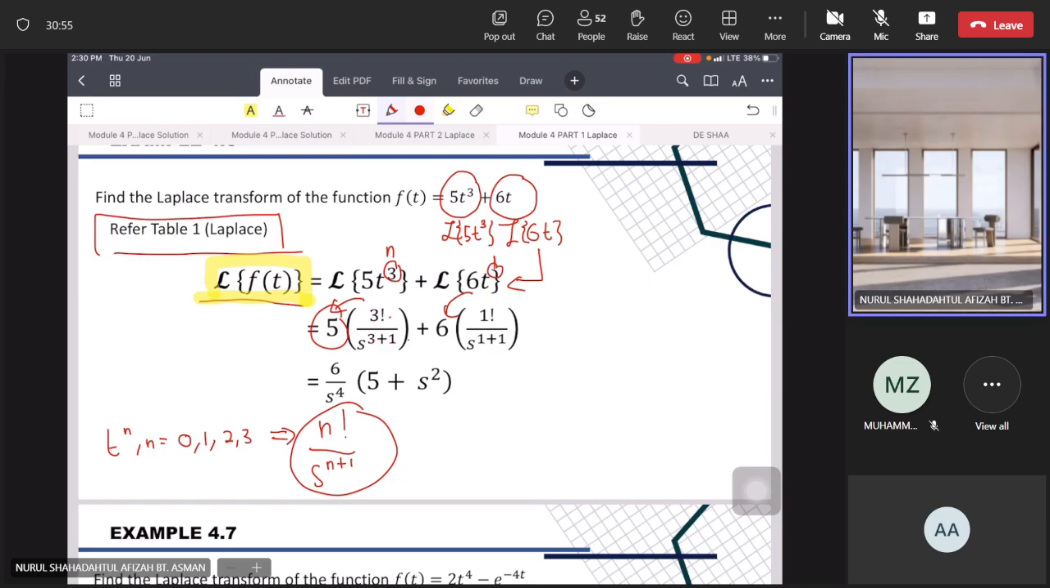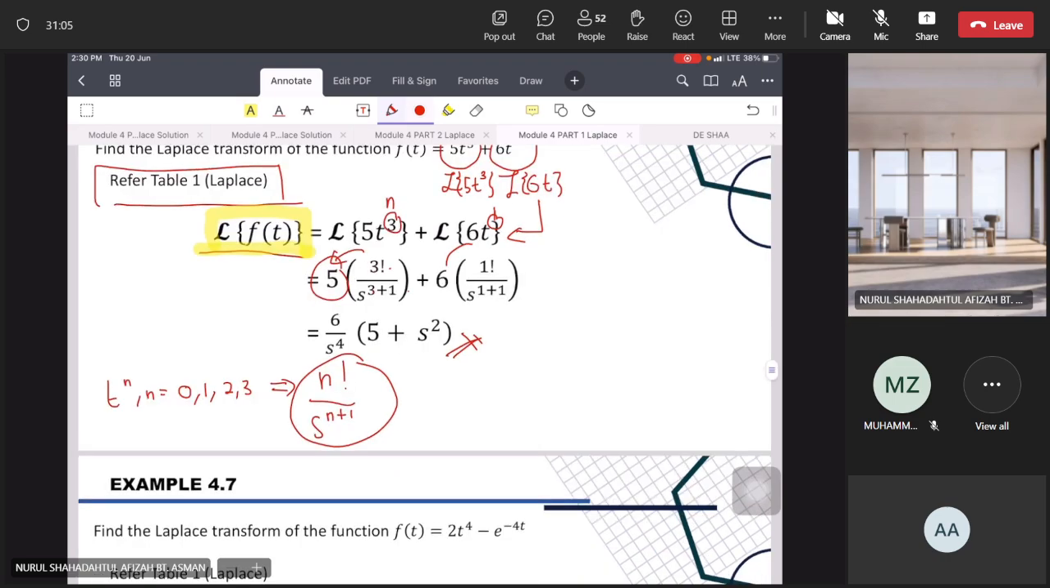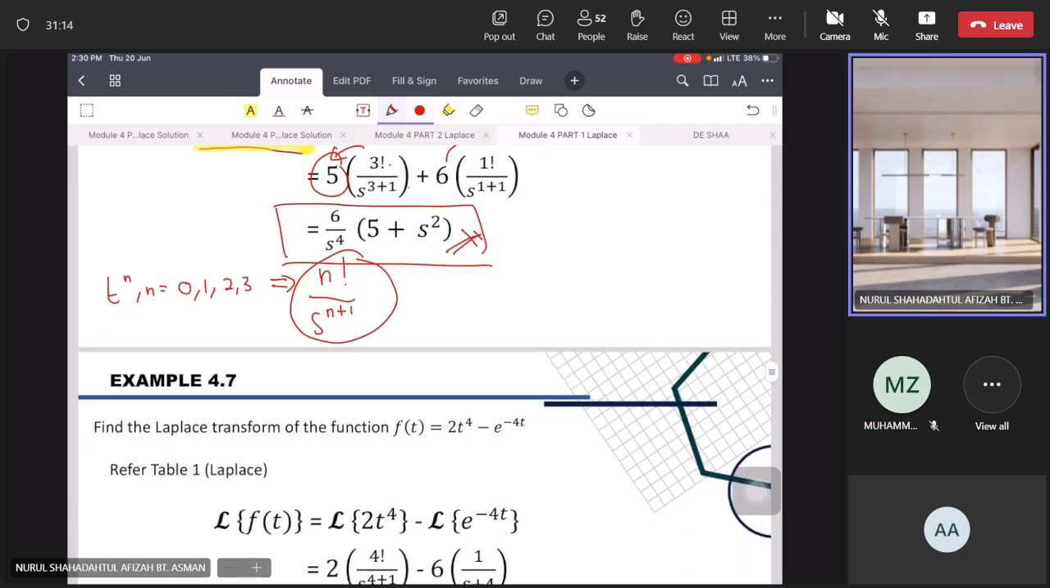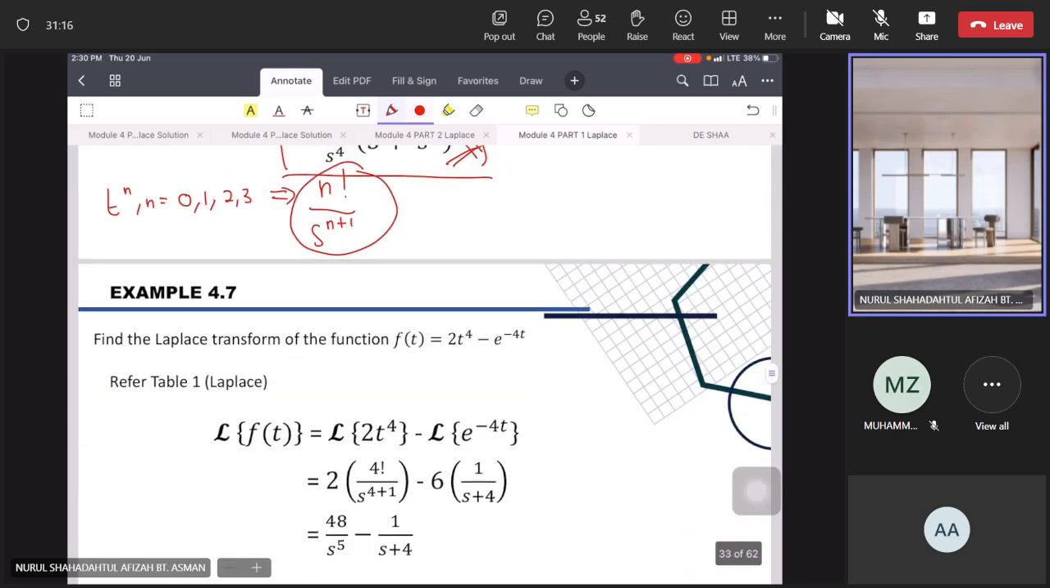Just calculate by using a calculator and then you get this answer. So this is the Laplace transform for the function of ft. So I get this one. So next question is something almost the same, that we have E here.